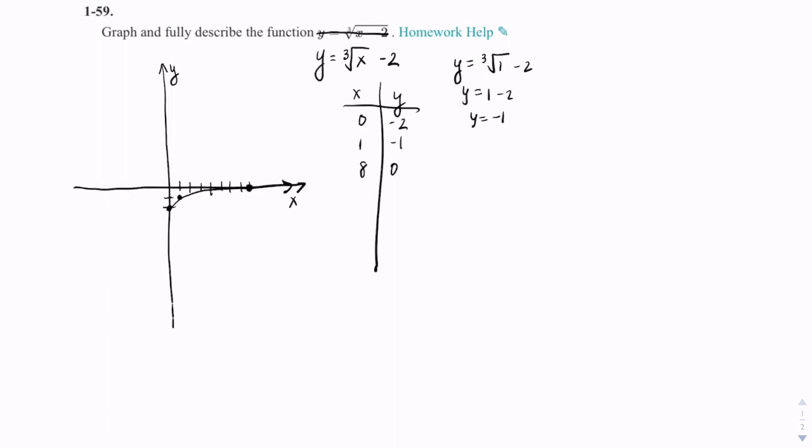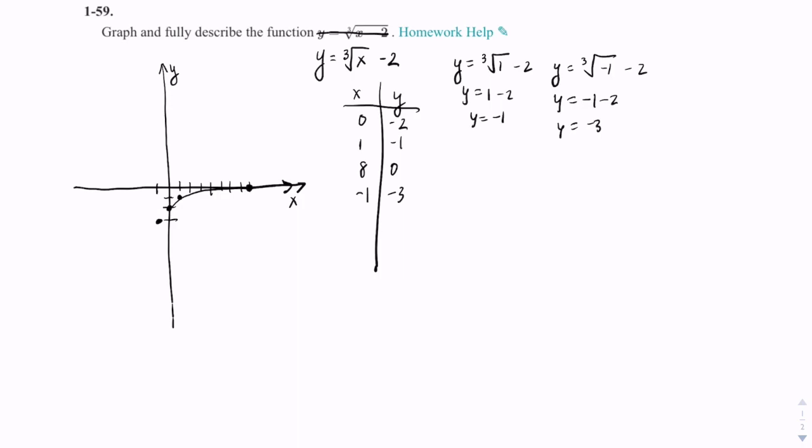So let's put a -1 in here, -1. So again, I'm substituting in y equals cubed root of -1 minus 2, right? Cube root of -1, what times itself three times is -1? -1 times -1 times -1. So that's y equals -1 minus 2, y equals -3, right? So -1, -3 is down here.